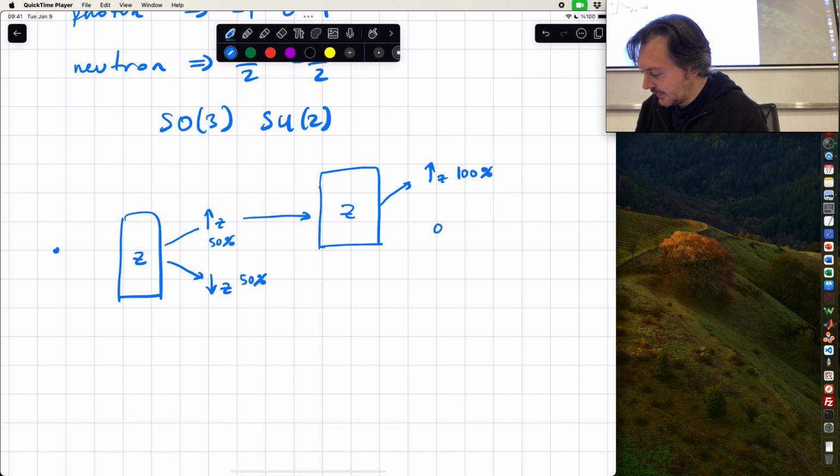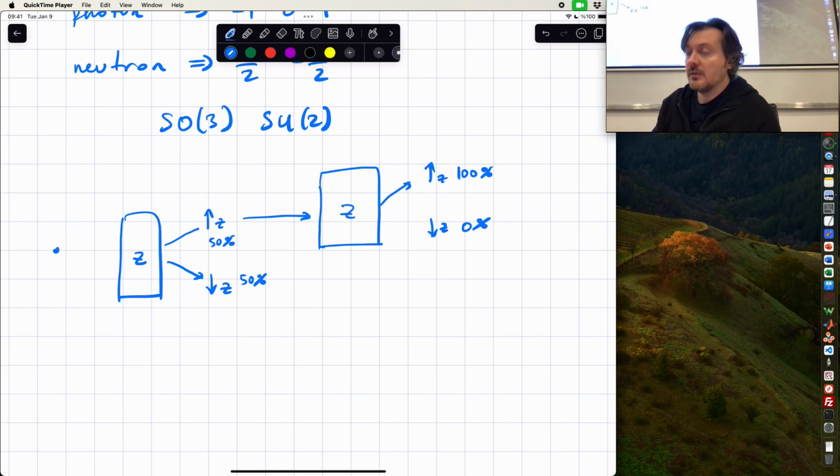Okay, 0% down. Downspin is 0%. So far so good? Do you have any questions? So we can separate the, for example, plus 1/2 and minus 1/2 spins and keep them just like that? Yes. Forever? Yes, in principle, yes.